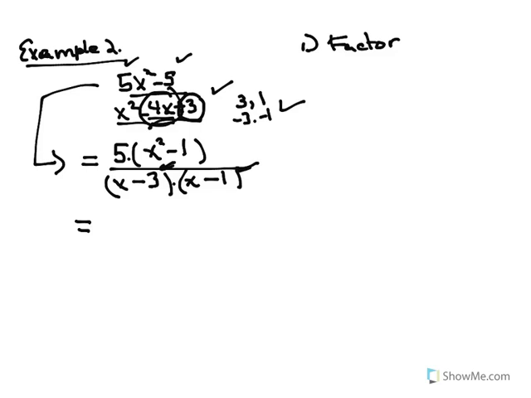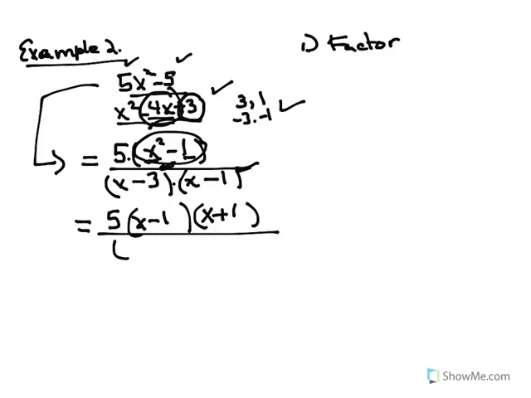Okay? Now, let me look at the top. I think I can factor the top a little more. If you remember, x squared minus 1 can be factored as the product of two binomials. Remember that this is the difference of two perfect squares. So it would be x minus 1 times x plus 1, and in the denominator I'm going to have x minus 3 times x minus 1.